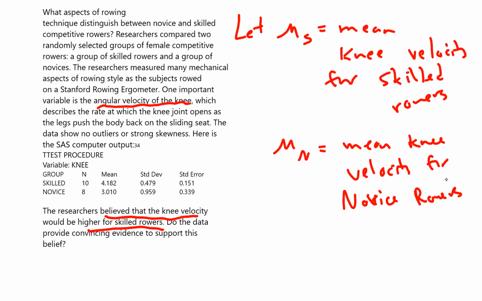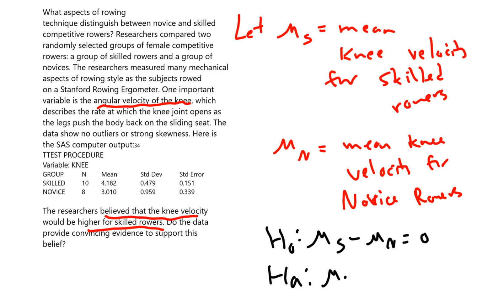Okay, and we go to write our hypotheses. H0 is always that there's no difference between these two groups. So we would write that by saying mu sub skilled minus mu sub novice is equal to 0 versus HA, mu sub skilled minus mu sub novice. Now for this, you have to read the problem, and the key statement is right here. The researchers believed that the knee velocity would be higher for skilled rowers. If we thought mu sub s was bigger than mu sub n, then we'd expect this difference to be greater than 0. So there you are, you've got your hypotheses.